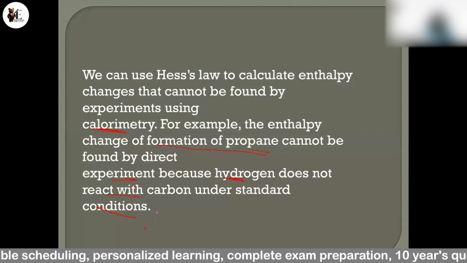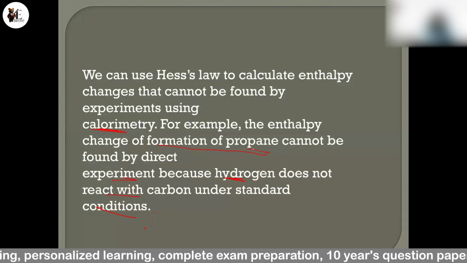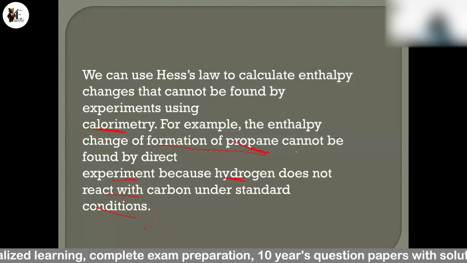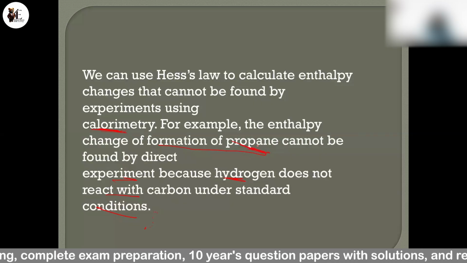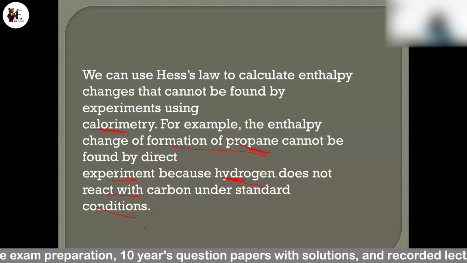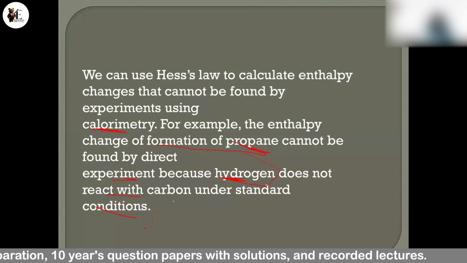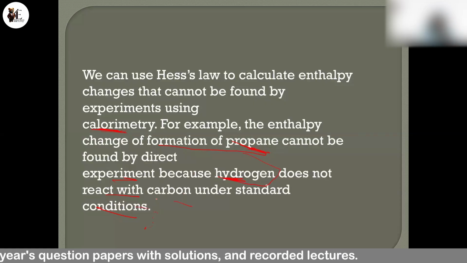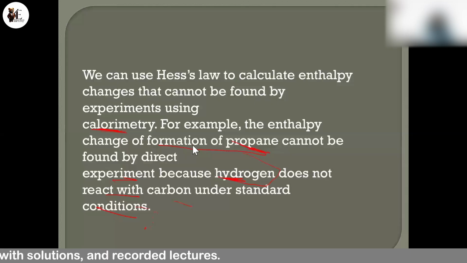We have to use Hess's law to calculate the enthalpy change of formation of propane, where carbon in its standard state reacts with hydrogen. Hydrogen in its standard state is a gas, so hydrogen does not react with carbon under standard conditions. Write it down.